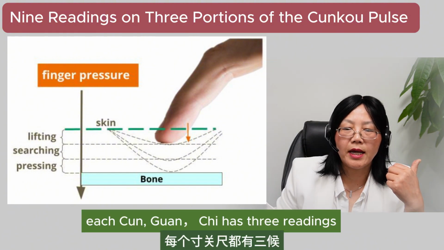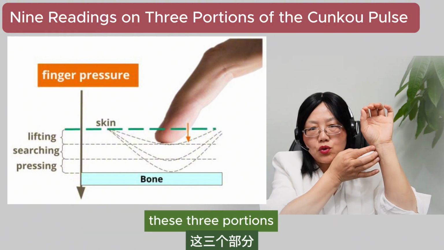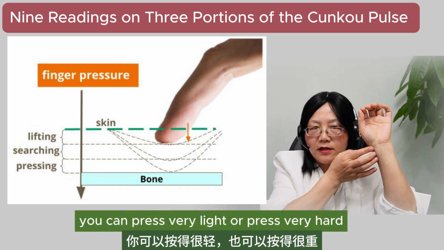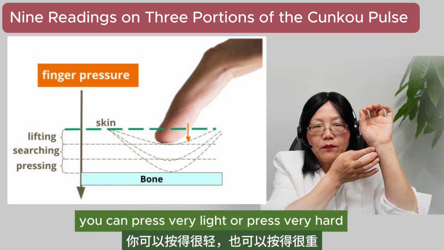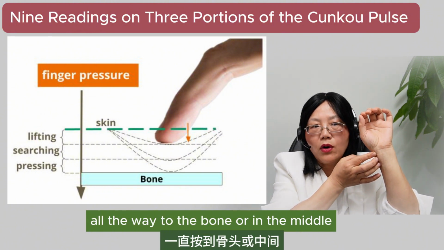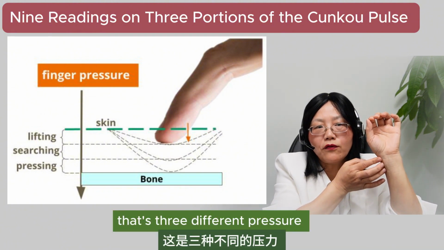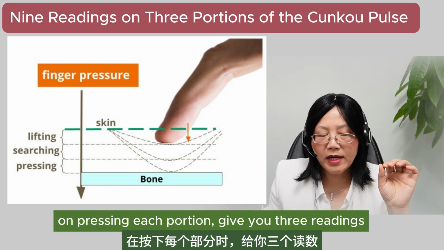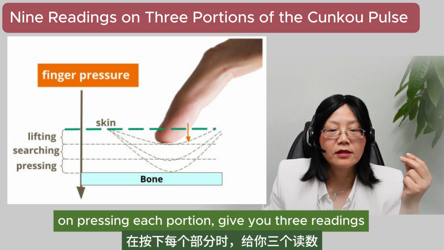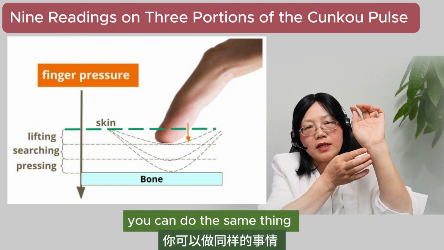Each cun, guan, chi has 3 readings. These 3 portions, depending on how you press, you can press very lightly or press very hard all the way to the bone, or in the middle. That's 3 different pressures on each portion, giving you 3 readings.